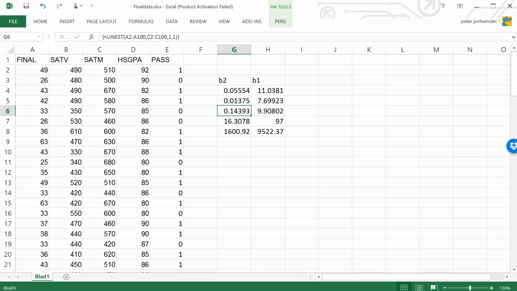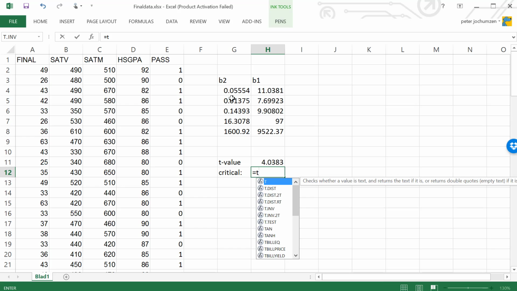So let's say I want to test if beta 2 is 0. Again, that means that the SAT-M has no effect at all on the expected final result. To do that, we again calculate the t-value, and that was simply the b2 over the standard error of b2. That's the t-value. We calculate the critical value, and if I use 5% again, it's t dot inv.